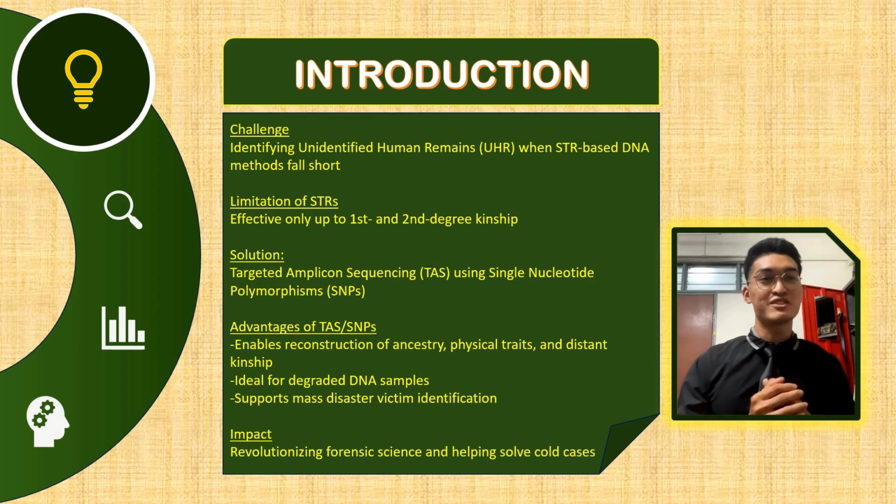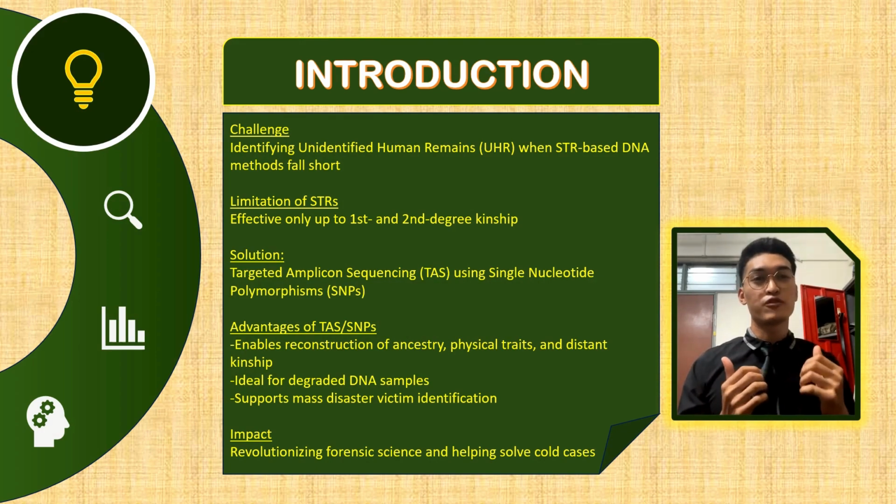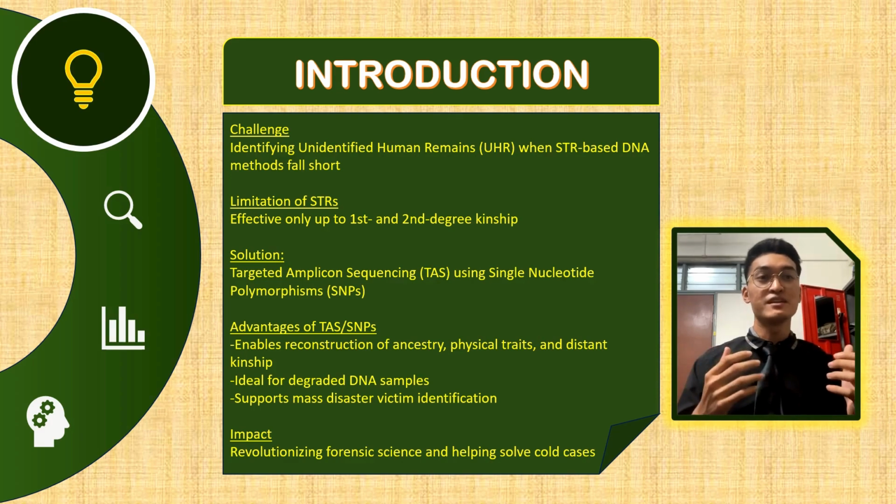Let's begin with the big picture. In forensic science, one of the toughest challenges is identifying unidentified human remains, especially when traditional short tandem repeat (STR) based DNA methods fall short. STR are limited to first and second degree kinship, but what if we could go beyond that? Introducing targeted amplicon sequencing or TAS, which uses single nucleotide polymorphisms, SNP, which are single letter differences in DNA, to reconstruct ancestry, physical traits, and even distant kinship.